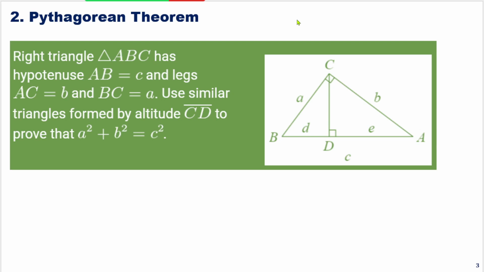So first of all, can you prove the Pythagorean theorem using similar triangles formed by altitude CD, to prove that A squared plus B squared is actually equal to C squared? I'll give you 1 minute to consider this problem, and then we'll have a look at the solution together, okay?